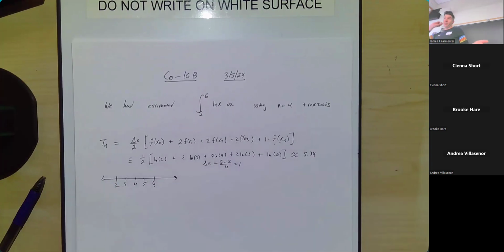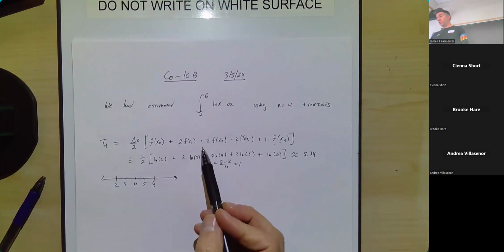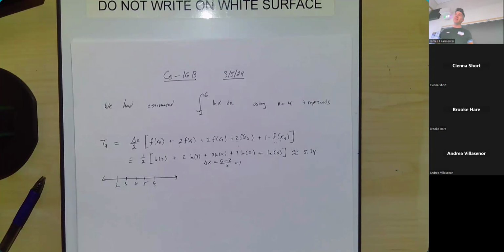But that's the trapezoid formula, right? Take your delta x, divide by 2, and then do your 1, 2, 2, 2, ..., 2, 1 pattern. If it's n equals 4, it's going to be literally 1, 2, 2, 2, 1. If it's n equals 8, you'd have 9 coefficients: 1, seven 2s, and then 1 at the end.